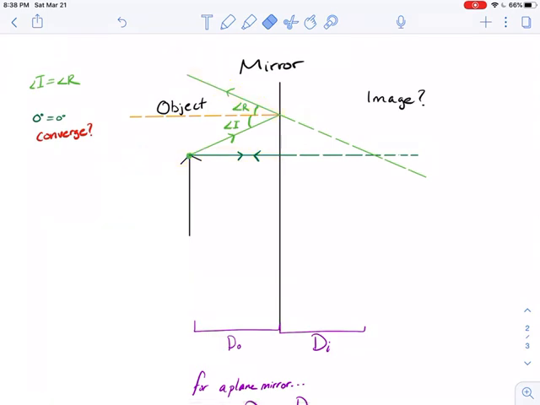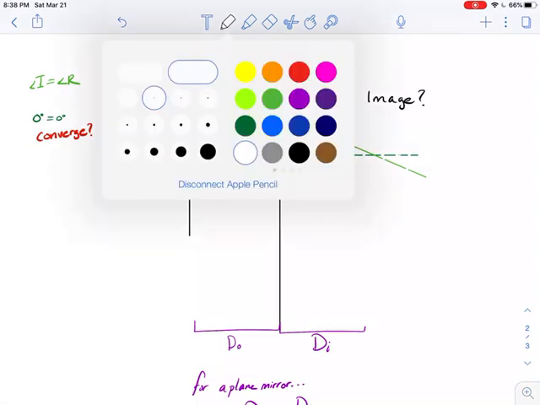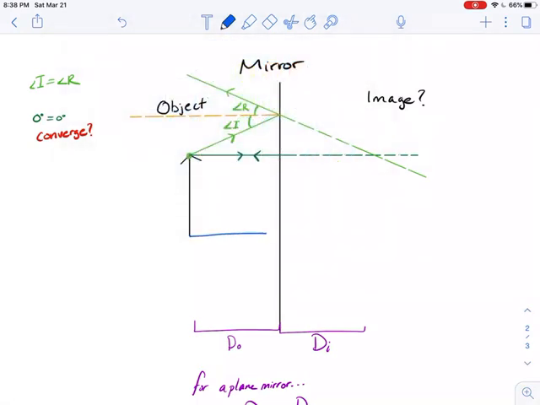And where those two intersect and converge, that's where the tip of the arrow is going to be. Perfect. We have a convergence point. I know where the tip of the arrow should be back behind the mirror. I'm going to do the exact same thing for the bottom of the arrow.